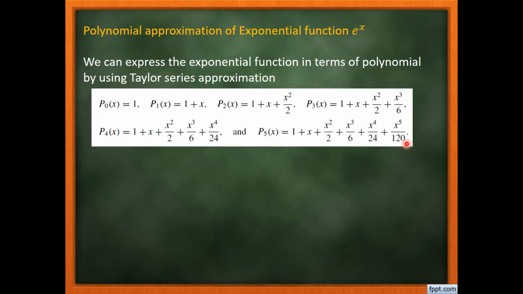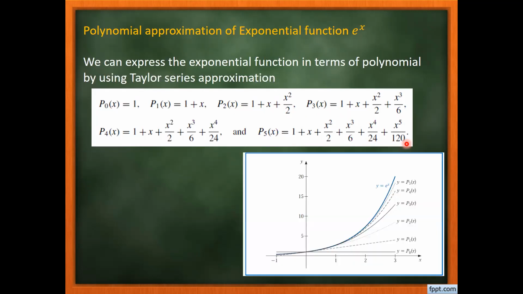So we will discuss which one of these six polynomials, p0 to p5, is more accurate. Graphically, if we look at the exponential graph and the polynomial graph, we can see that p0 is basically a straight line, equal to 1. It matches the exact exponential graph only at a single point, that is 0. So this means that p0 is not a good approximation to the exponential function.